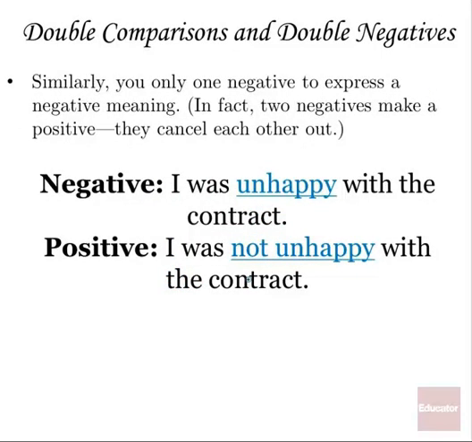Okay, similarly, you only use one negative to express a negative meaning. In fact, two negatives make a positive, just like in math where two minuses cancel each other out. So, it is a single negative to say I was unhappy with the contract. I looked at the contract, unhappy. It's positive to say I was not unhappy with the contract. It's a device called litotes, but it removes the negative meaning. To say I was not unhappy with the contract means that I was at least content. I was okay with it. I might even have been happy.